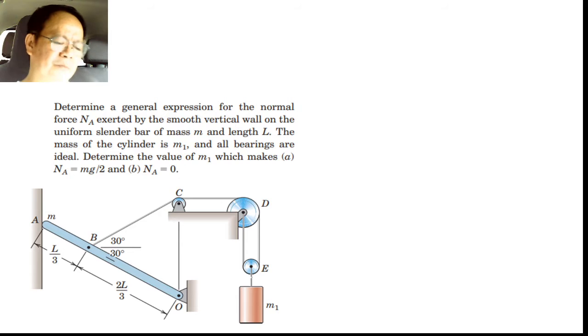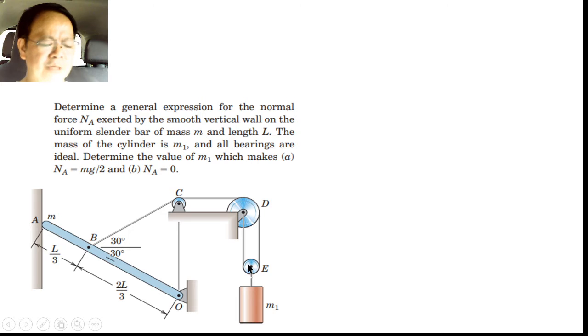So let's start with determining the tension on the cables that are used to lift or to support the mass M1. Kung mapapansin natin, there is a cable BC, CD, DE that is running over a frictionless pulley. Bakit ko nasabing frictionless? Kasi nabanggit sa problem, the bearings are ideal. When we say bearings are ideal, ang ibig sabihin nun, they are made so that friction is almost negligible. Sa madaling salita, we can assume here that the pulleys are frictionless.